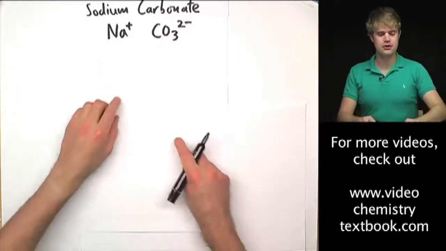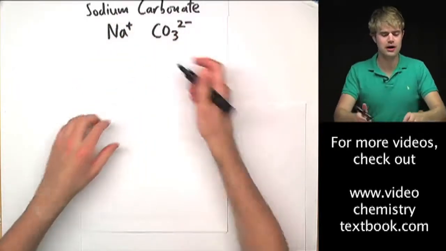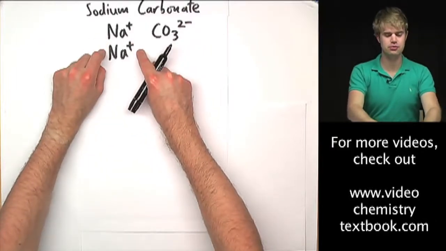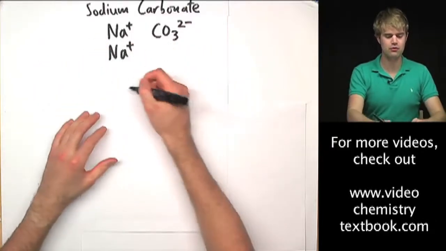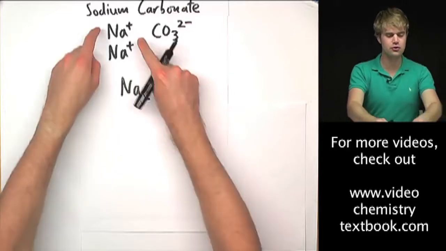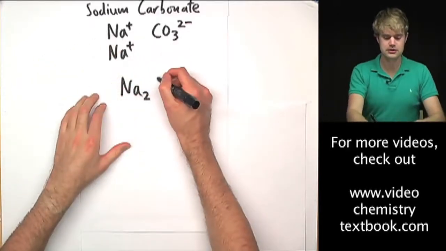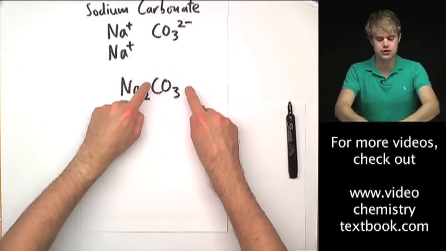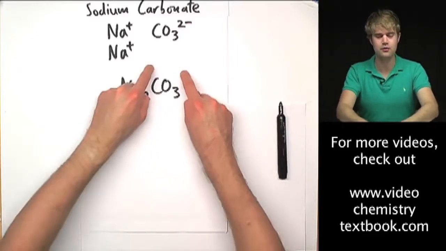Now I want to balance out the charges, 1+ versus 2-. So I add another one of the atoms that has a 1+. And now I'm going to write the chemical formula as Na2 to show that I have 2 of them, CO3.